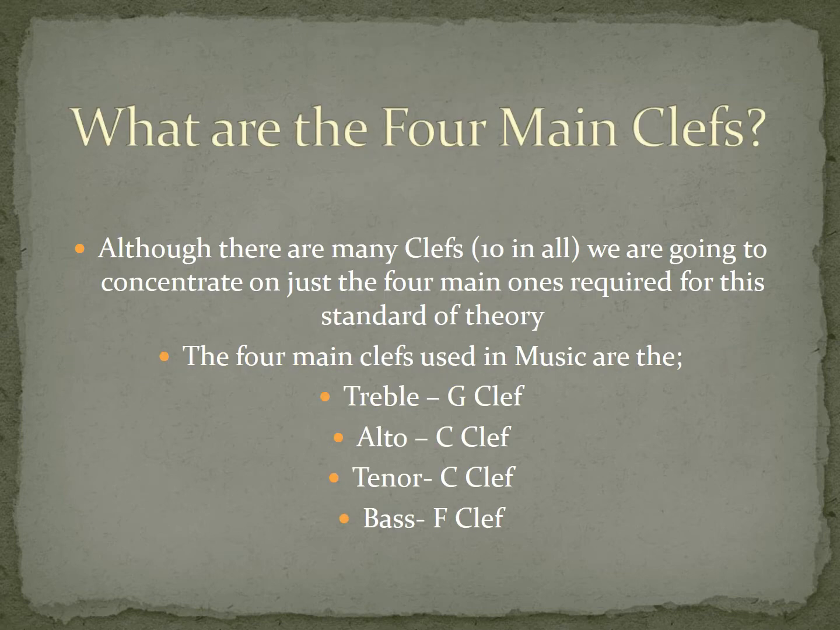So what are the four main clefs? Now, although in music there are many clefs, there were 10 in all, but now they've been narrowed down and we're going to concentrate on just the four main ones required for this standard of theory. So, the four main clefs used in music are the treble or G clef, the alto or C clef, the tenor or C clef, and the bass or F clef.